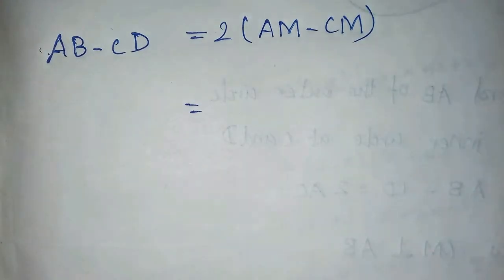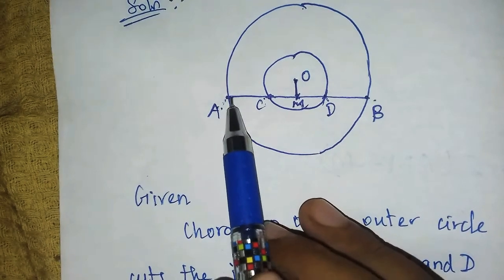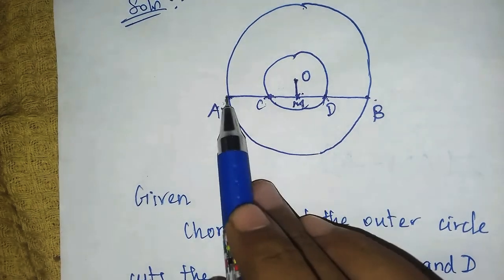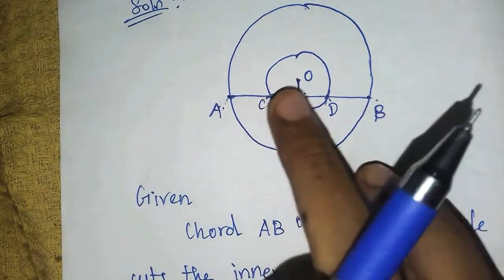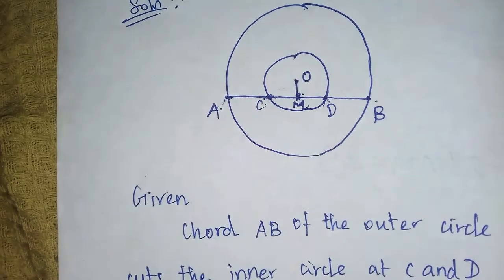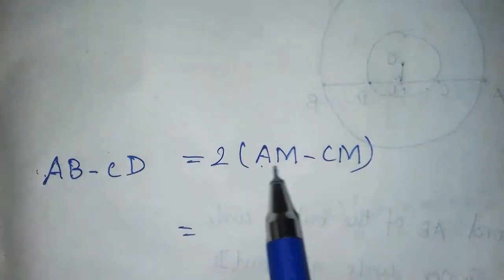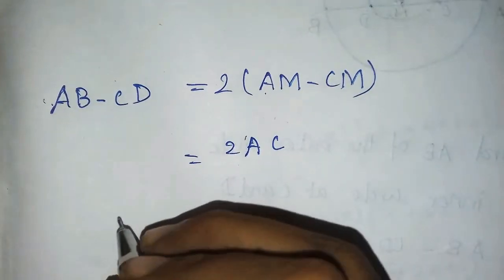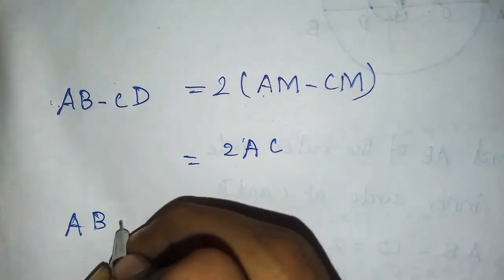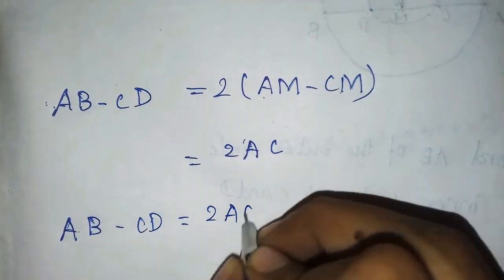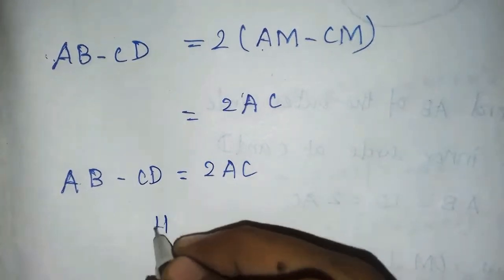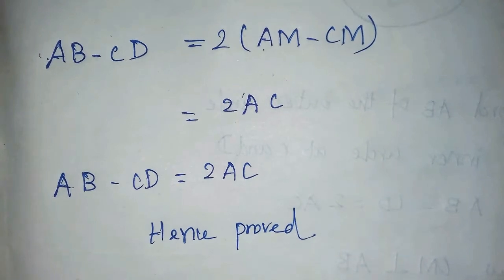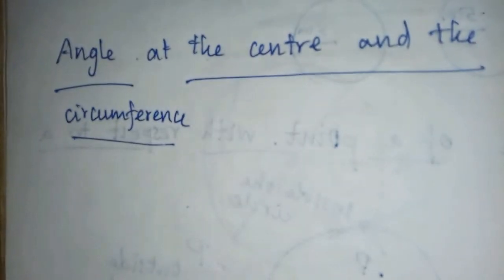That is equal to, what is AM minus CM? In AM we are subtracting this CM. So what will you get? AC. This is the total distance AM. In that we are removing the CM alone. So what will you get? AC. Can you understand this? So AM minus CM is AC. What do we have to prove? AB minus CD is equal to 2AC. We got the answer. Can you understand this? Hence proved. Okay. I think you all understood this problem.